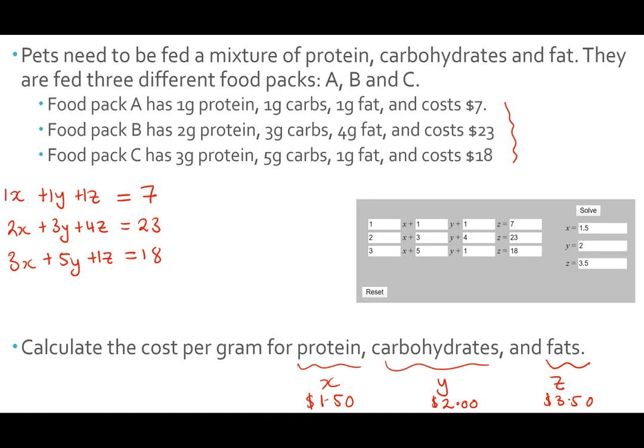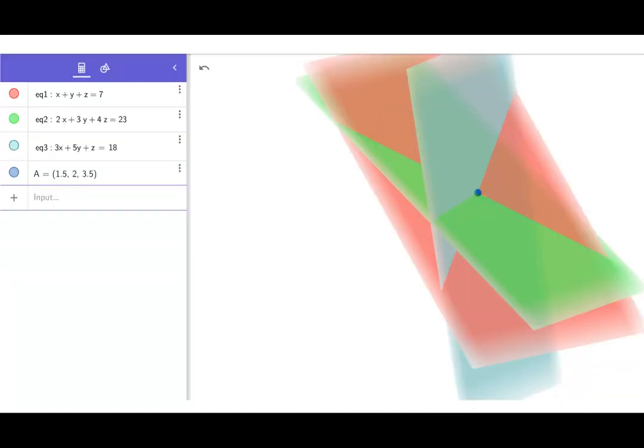Let's look at this graphically. So here in the GeoGebra app, we've graphed all three equations as planes in three-dimensional space, and as we can see, that point there in blue is the only point where all three meet, which is the coordinate or prices that we found before.